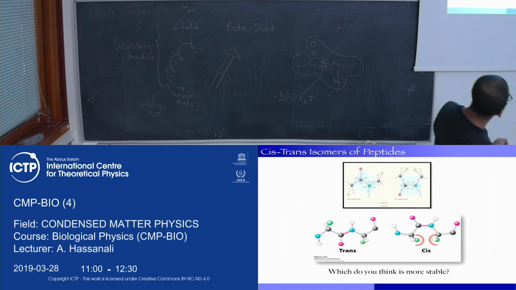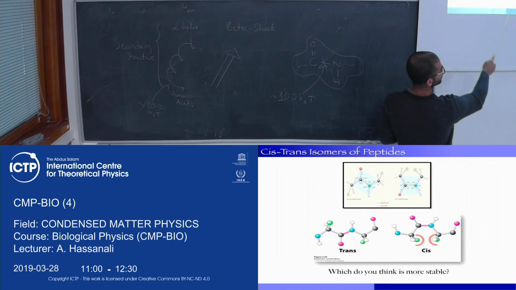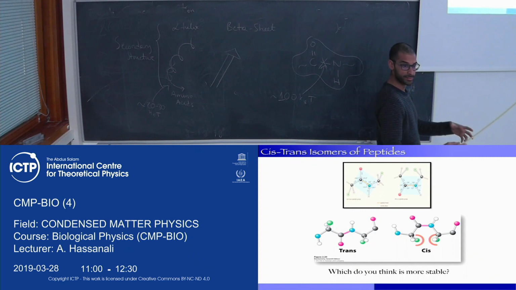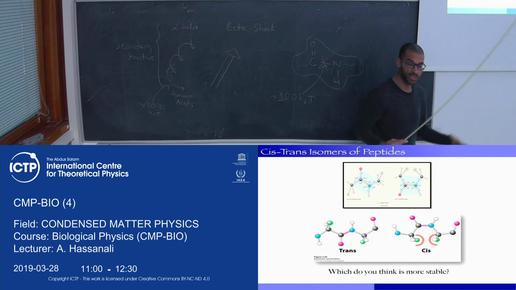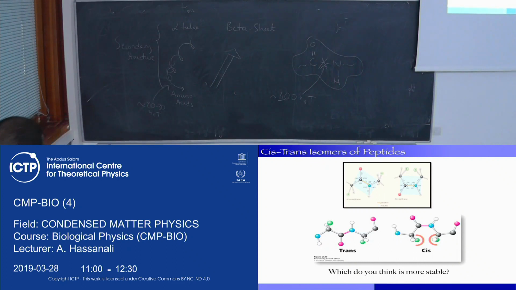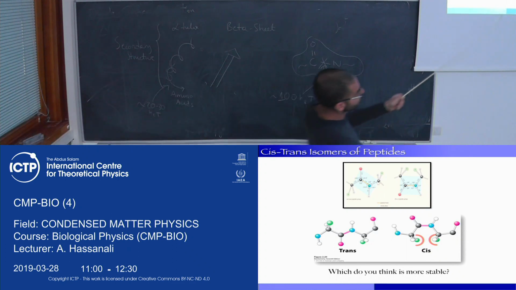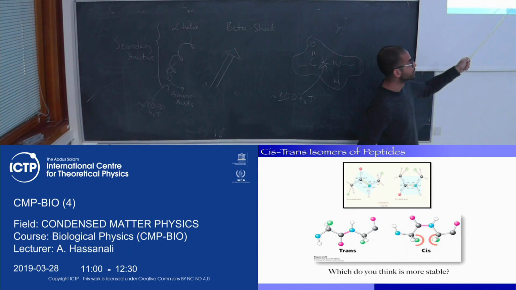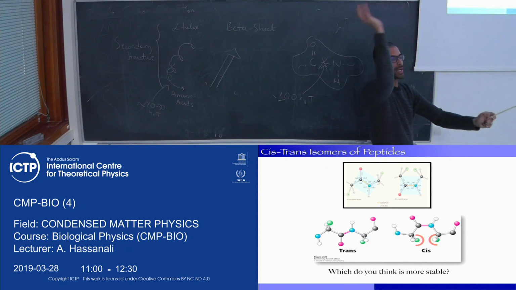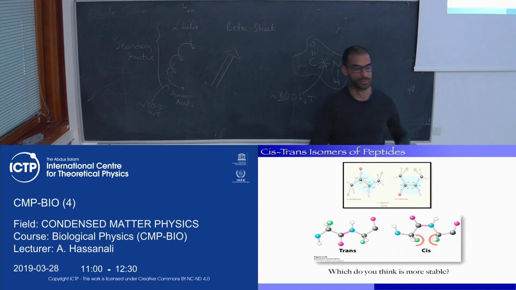In cis, when the NH and the CO are both pointing in the same direction, the side chains, the R groups, are very close to each other. What this means is that you have steric clashes. Because of essentially Pauli repulsion, it costs a lot of energy to put these two groups, which are usually big side chains, close to each other. So it's very high up in energy, it's not going to be stable.